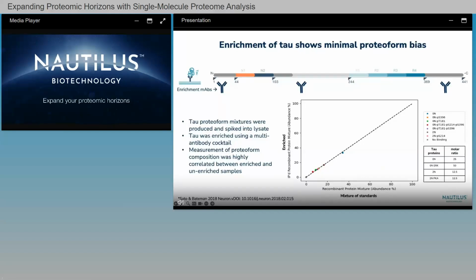And what you can see here on the x-axis is we had a recombinant mixture of multiple proteoforms, mixed them together and measured them. We then put that sample through our enrichment process with this multi-antibody pull down and showed that there was no significant alteration in the estimated quantities, suggesting to us that we were not substantially biasing the proteoform composition through using the enrichment. And this is important, again, in real biological samples where tau is an incredibly low abundance protein.